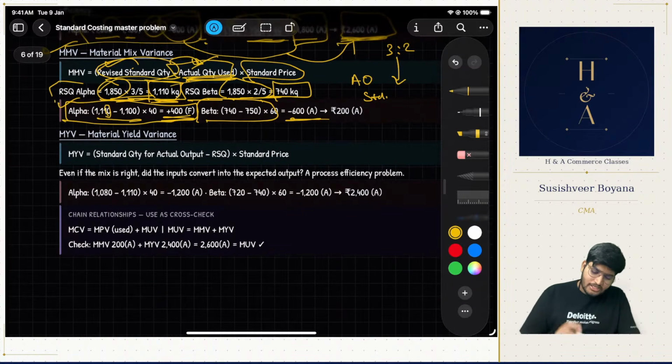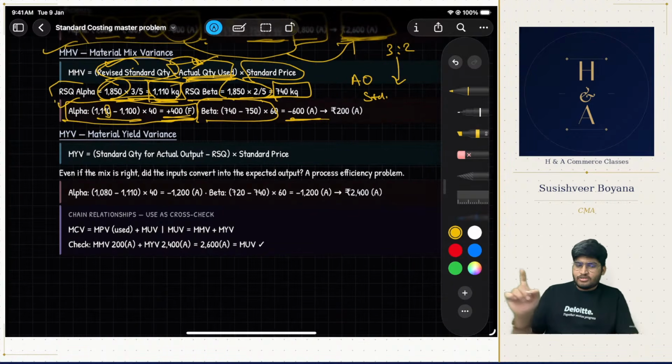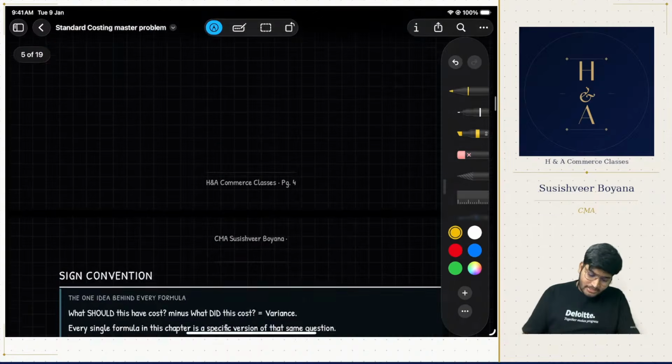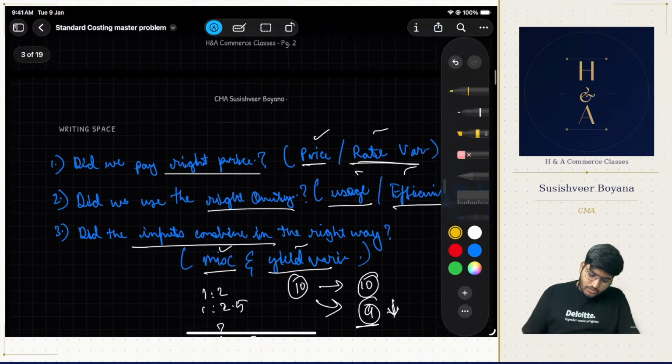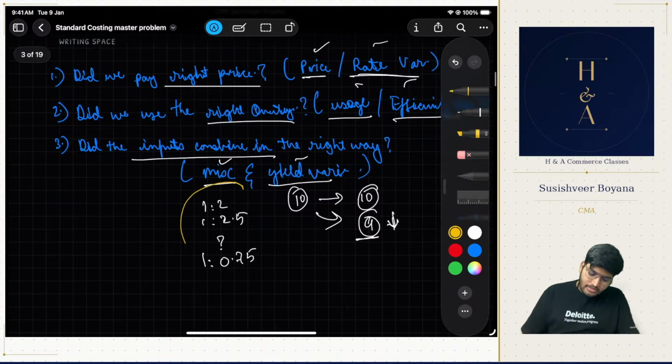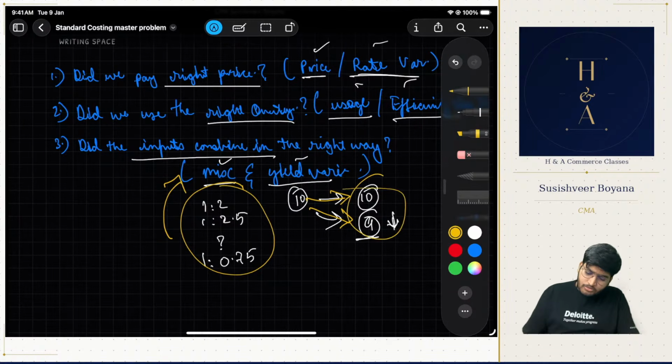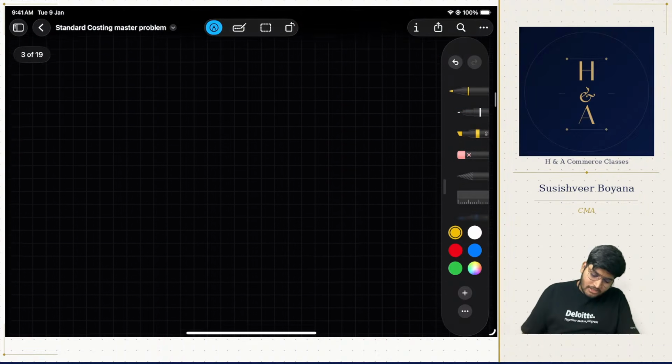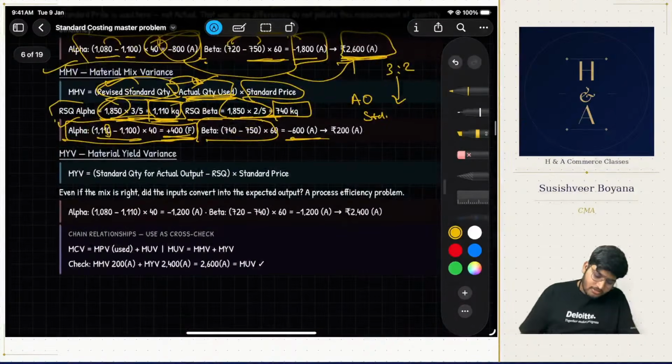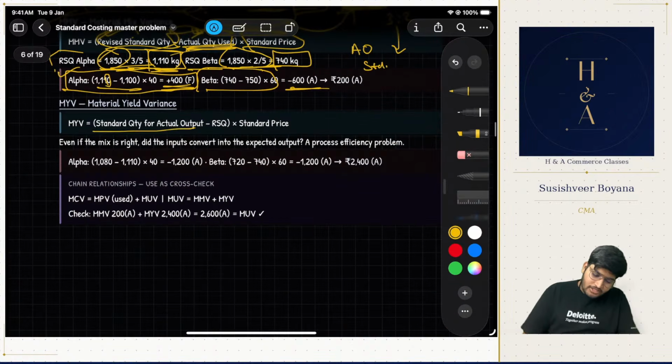Material yield variance. Yield variance is always based on output. Remember the biryani example: mix variance is when the items are going in the ratio they are supposed to. Yield variance is always talking about the output. Isn't this the output we were talking about? 10 plates to 10 plates or 10 plates to 9 plates. This is the output part. So when it is the output part, the formula is going to be standard quantity for actual output minus RSQ.